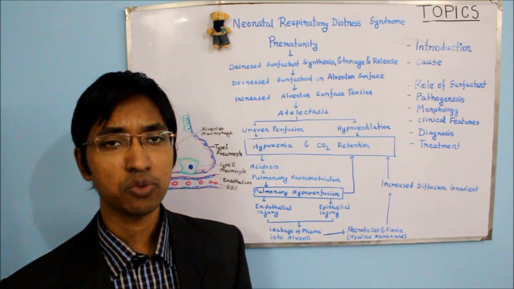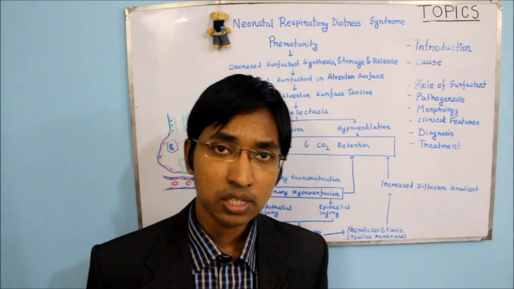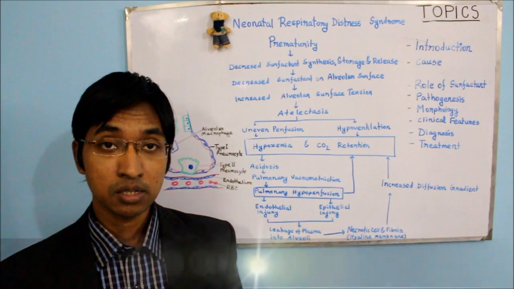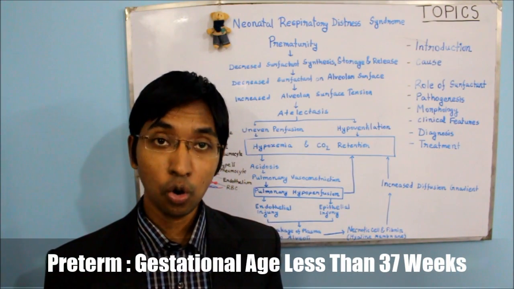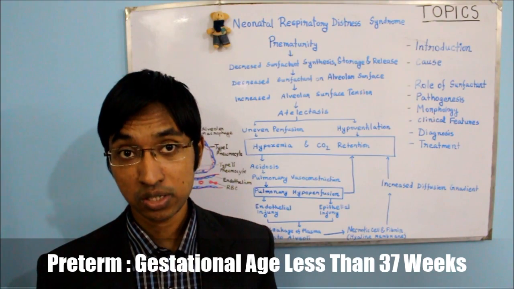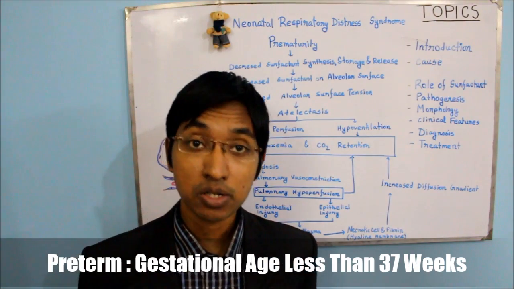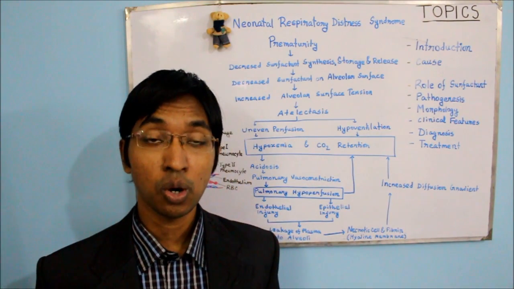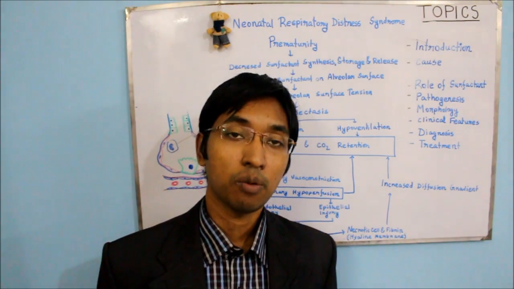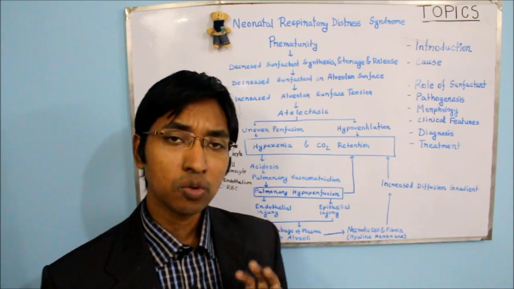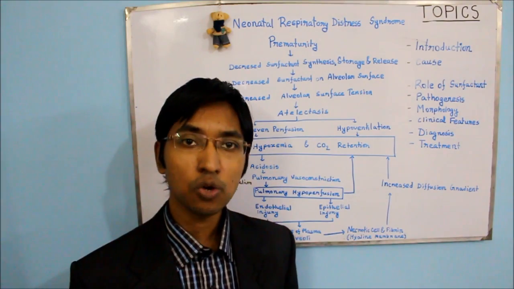The third thing that you have to remember is that this disease is commonly seen in preterm babies, and especially if the baby is less than 28 weeks old at the time of birth, there is a high possibility of development of this disease. 60% of the infants who are born at less than 28 weeks develop this disease.